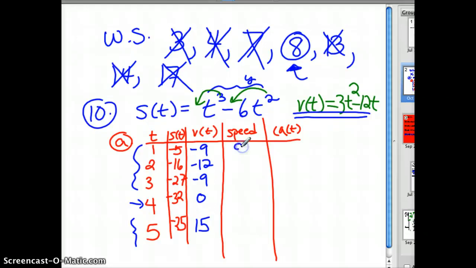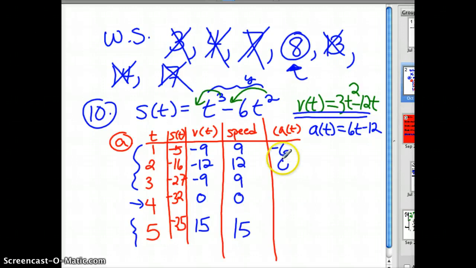Speed is the absolute value of velocity, so this is 9, 12, 9, 0, 15. All right? My acceleration is the derivative of velocity. So my A of t is going to be 6t minus 12. And again, you might want to just go enter that under your y equals button, or you can do this one by hand. You can see that when you put in a 2, it's going to pop out a 0. So either way, whatever's quickest for you, it doesn't matter to me.